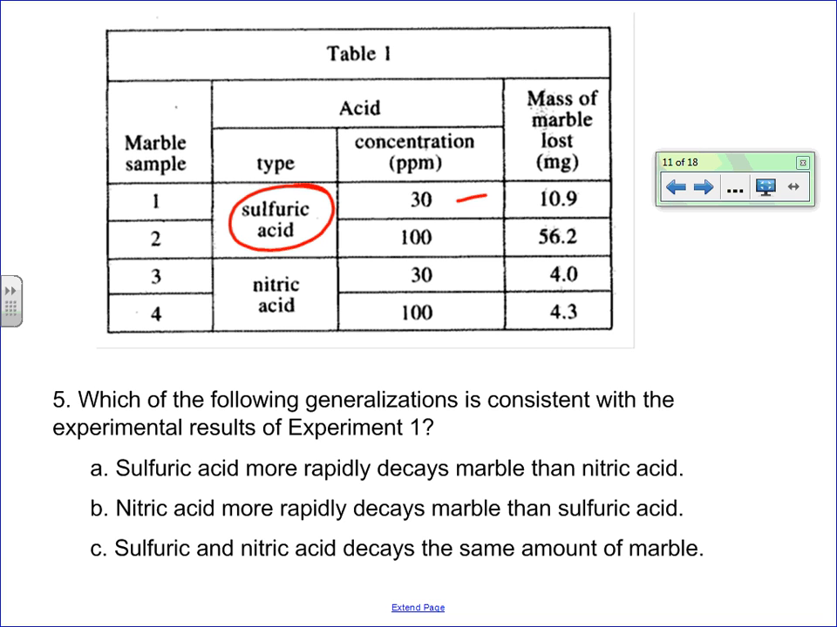Nice. At 30 and 100, it lost 10.9 and 56.2 grams, and that's way more than the 30 and 100 for nitric acid, which was 4 and 4.3.